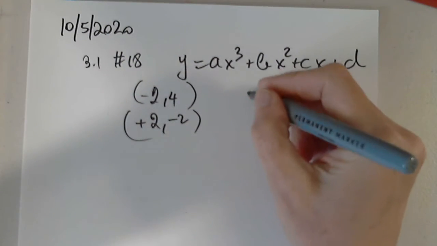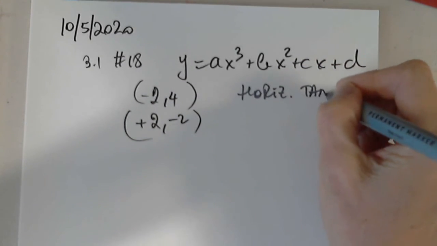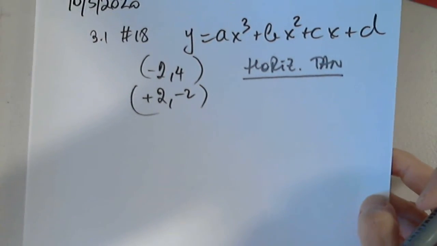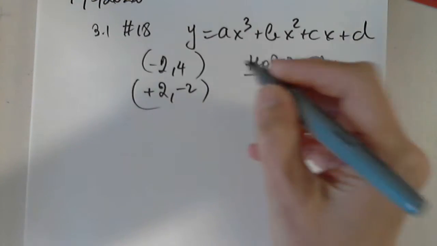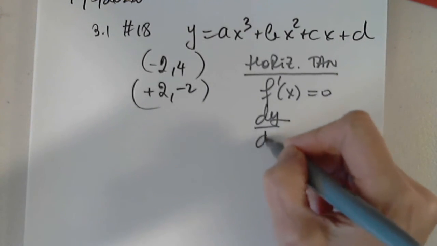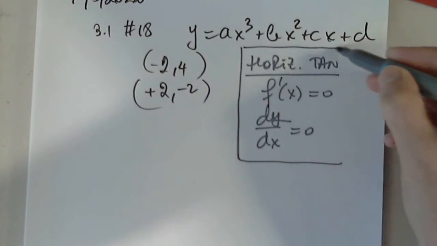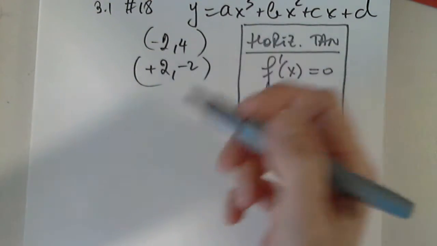So when we're told that we're talking about horizontal tangents, what does that mean immediately? Slope is 0. Excellent. F prime is 0, or dy over dx in this case is 0. That's exactly what it means when we talk about a horizontal tangent. Thank you very much. So I'm going to differentiate.